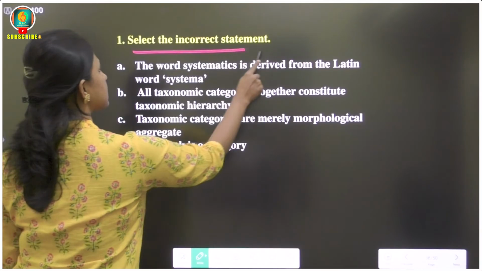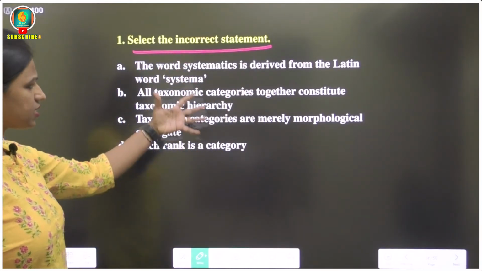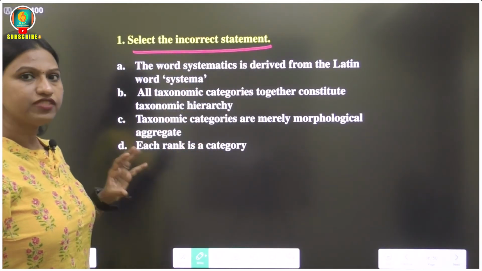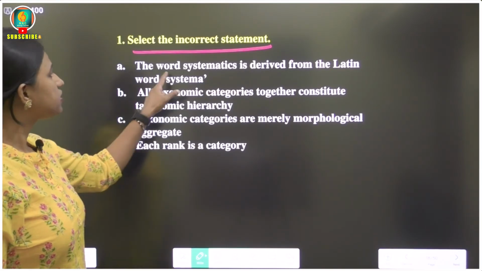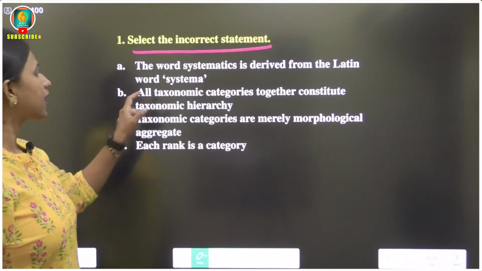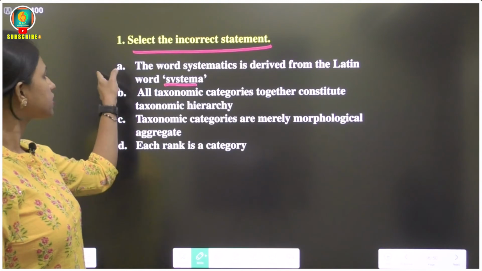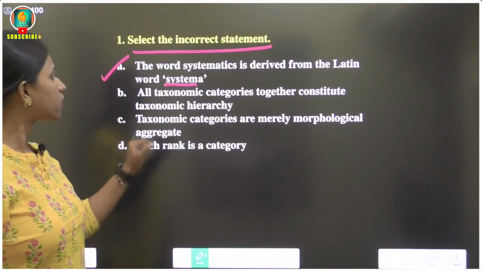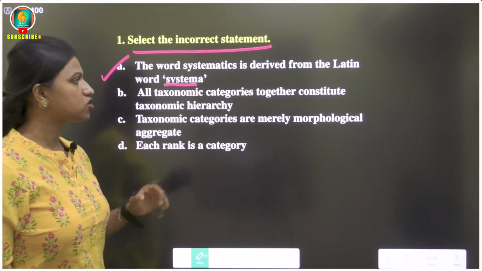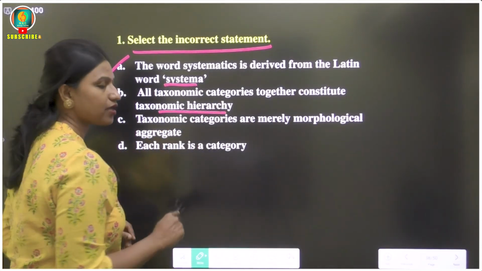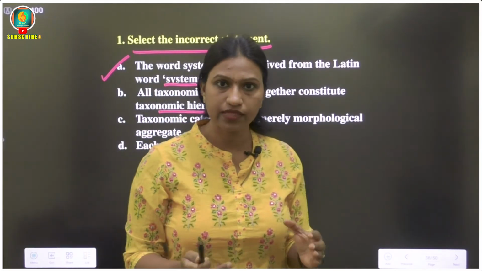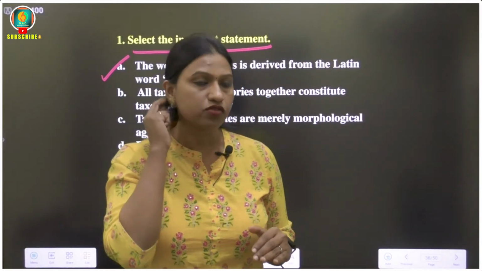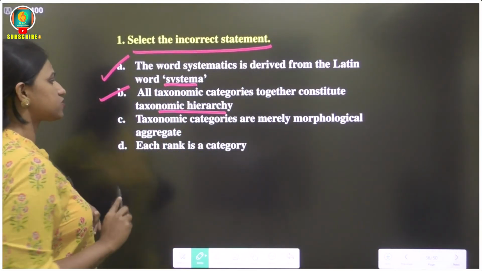Select the incorrect statement. Let us read all 4 statements. Which one is incorrect? We need to identify. The word systematic is derived from Latin word systema. This is correct only because it is an NCERT line. All these lines are given in NCERT. Okay. All taxonomic categories together constitute taxonomic hierarchy. When they are present together, then only we can arrange in an order, right? So that's why we call it a hierarchy. This is also correct.